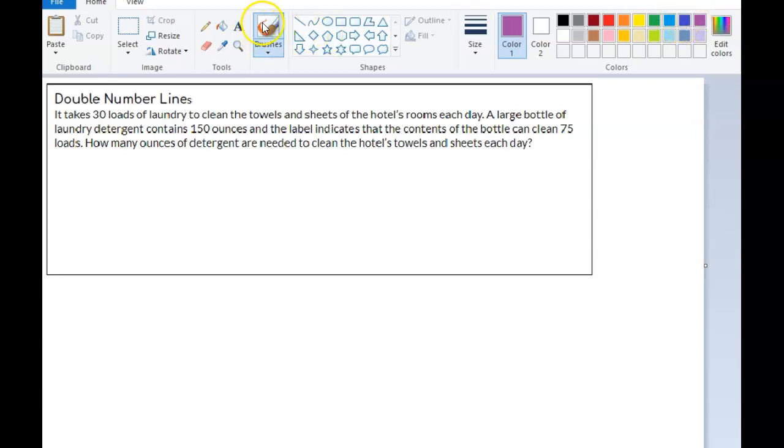Hello class, we're going to go ahead and continue with equivalent ratios. This time we're going to work with double number lines, okay? Make sure that you are on the page that says double number lines at the top, okay? So let's go ahead and begin.